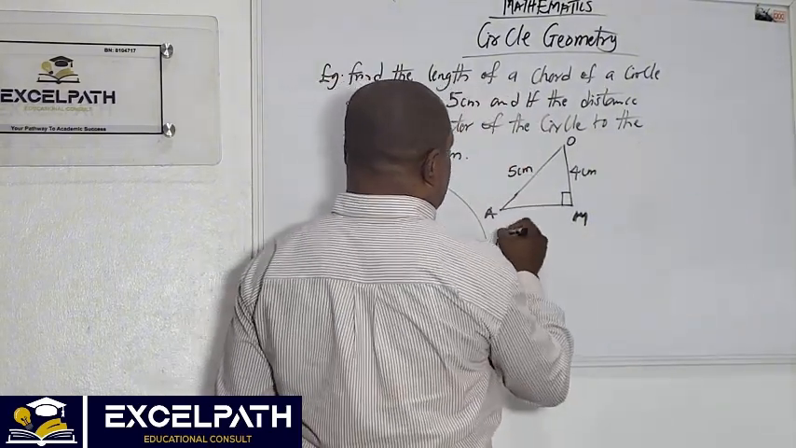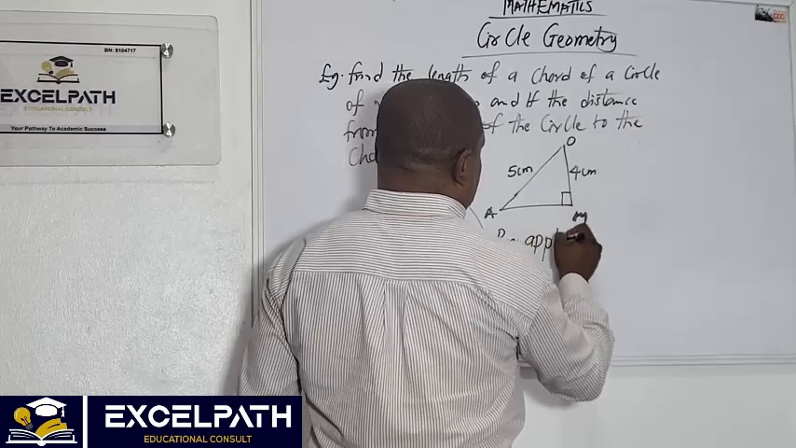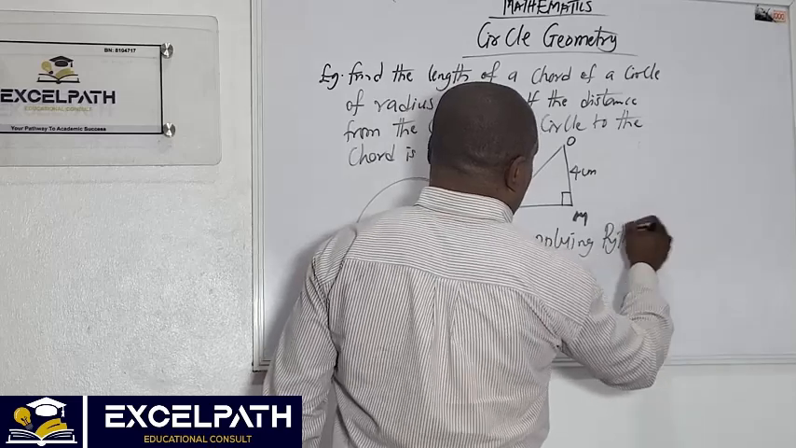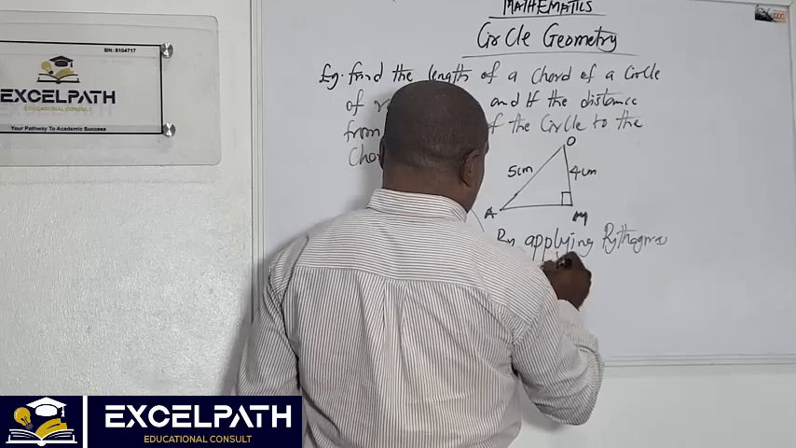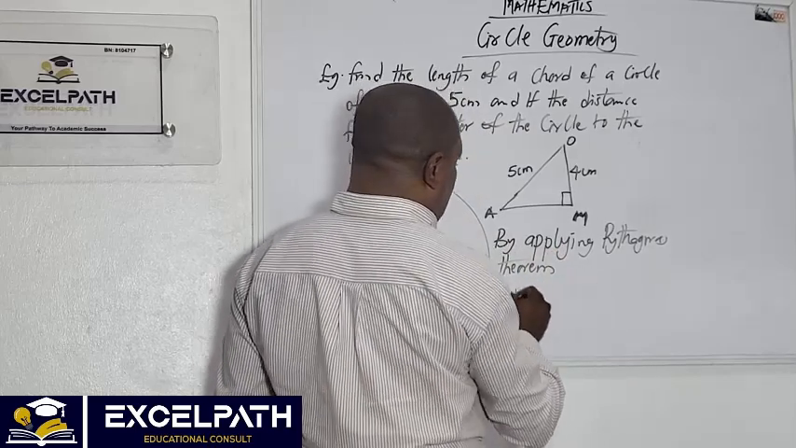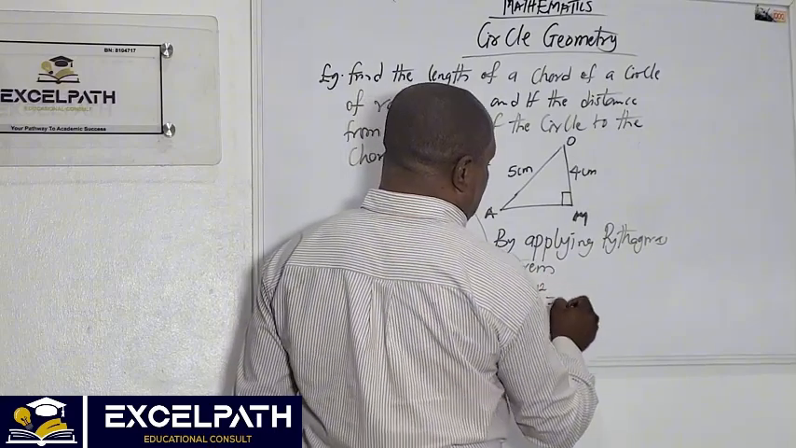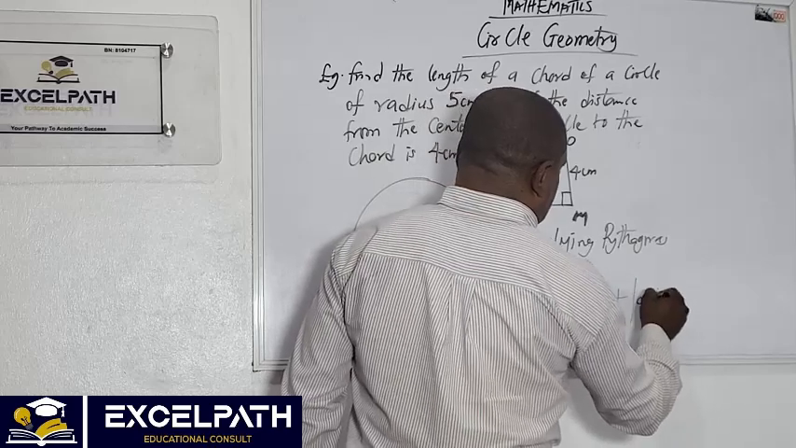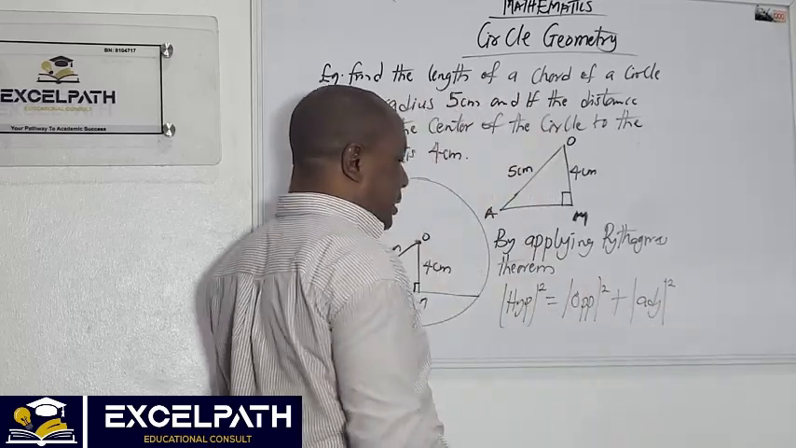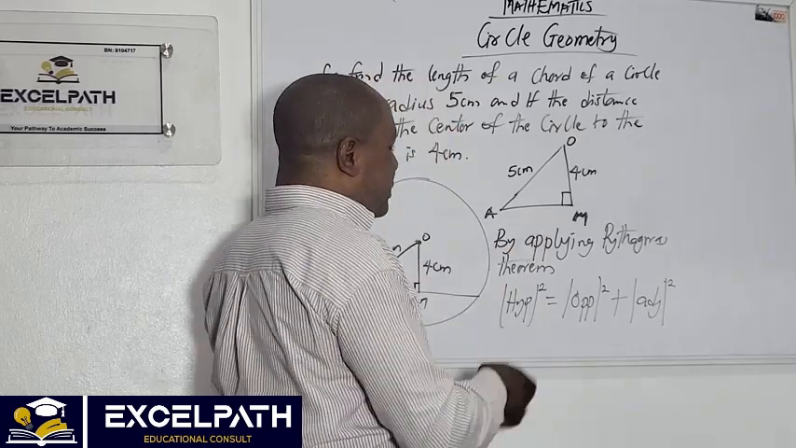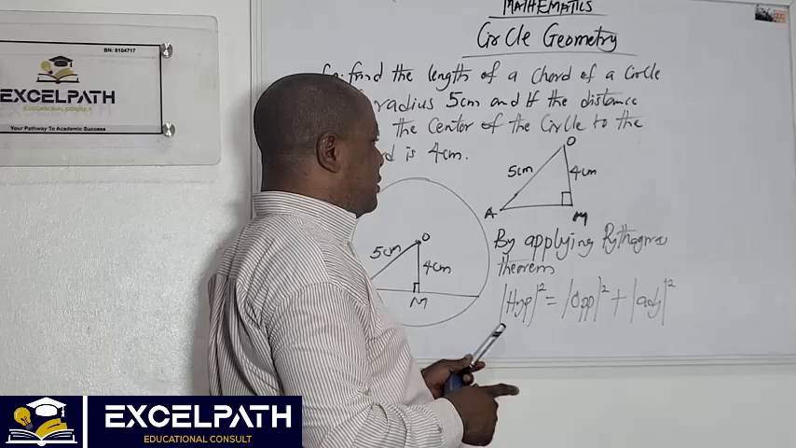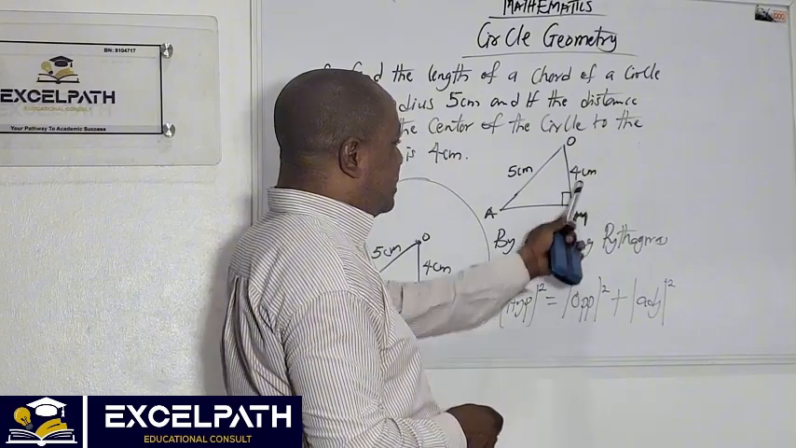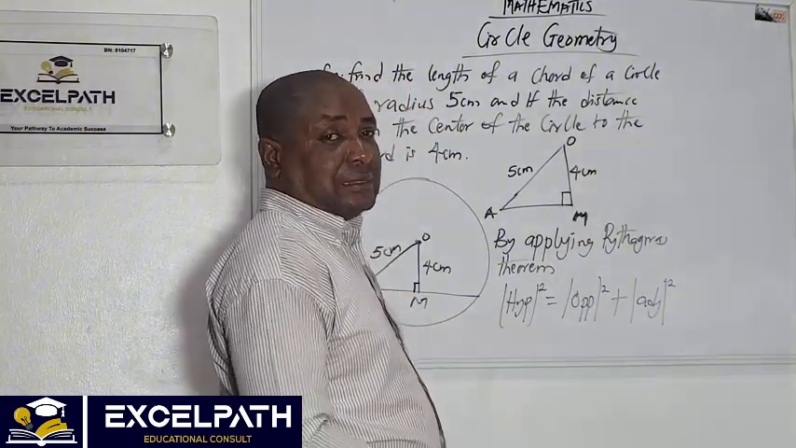So, by applying Pythagoras theorem, which says that the square of the hypotenuse side is equal to the sum of the squares of the opposite side and the adjacent side. Are we together? If you look at our triangle, the hypotenuse side is always the longest side of the triangle. So the hypotenuse side is our 5 centimeters. The opposite will be our 4 centimeters, and we're looking for the adjacent side.